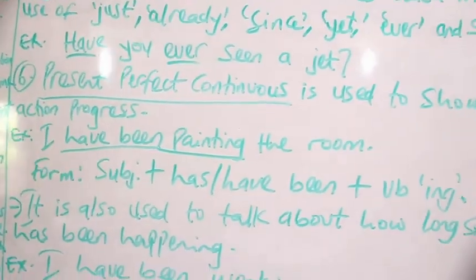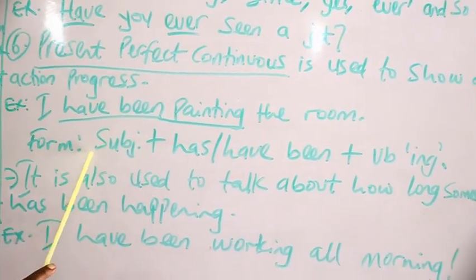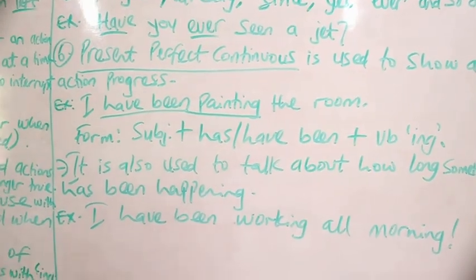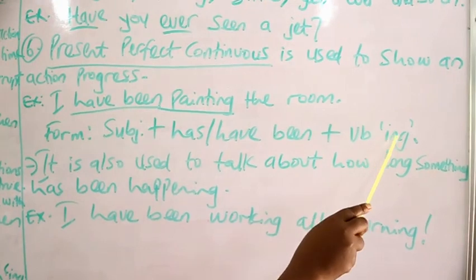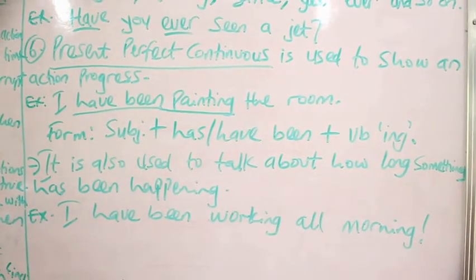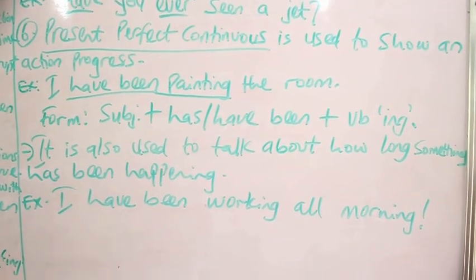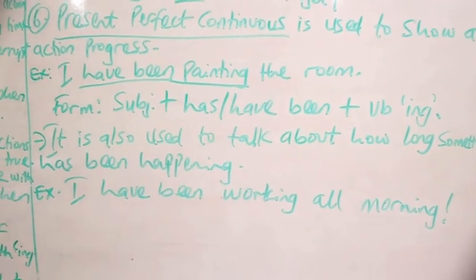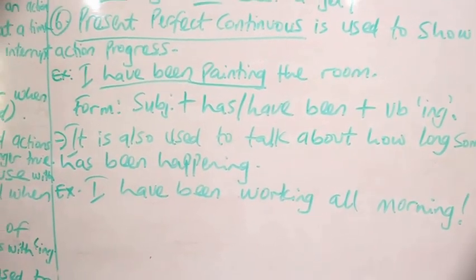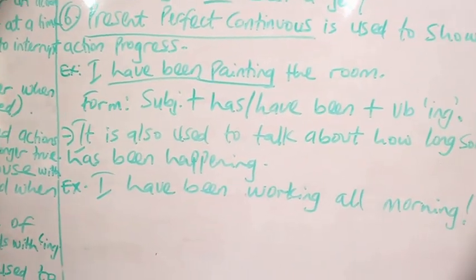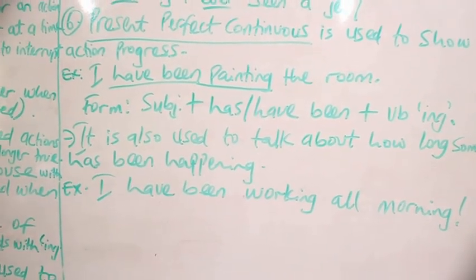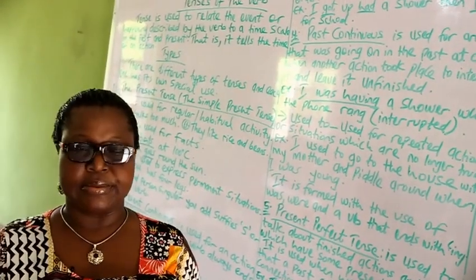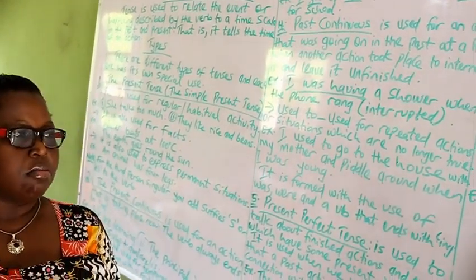And to form present perfect continuous, we have the subject plus have been plus verb plus ing. That is, you have to add ing to the verb. Present perfect continuous is also used to talk about how long something has been happening. I've been working in this organization for the past 10 years. I've been working all morning.